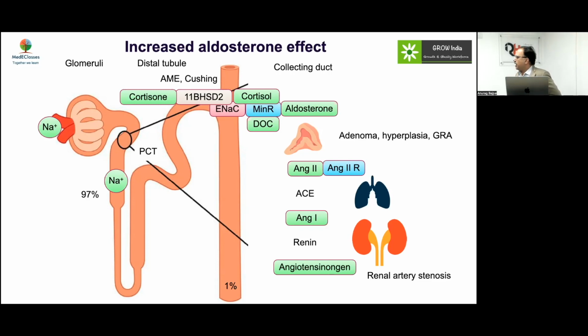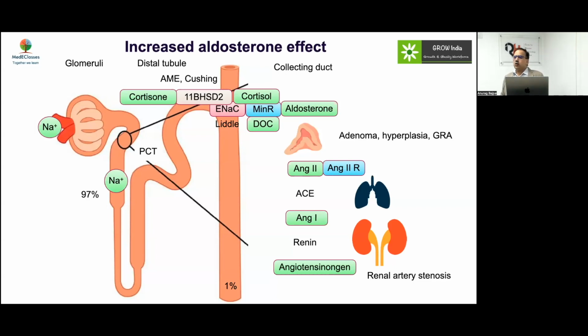You can also have increased activation of the epithelial sodium channel, and this also is going to trigger increased activity. The classical example is Liddle syndrome, in which the epithelial sodium channel is more active. You are absorbing more sodium, causing hypertension in that regard.